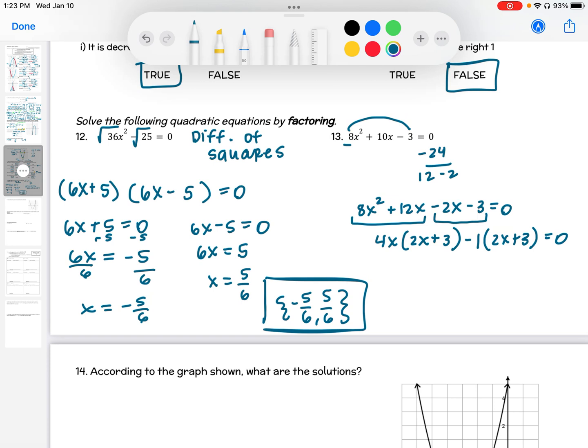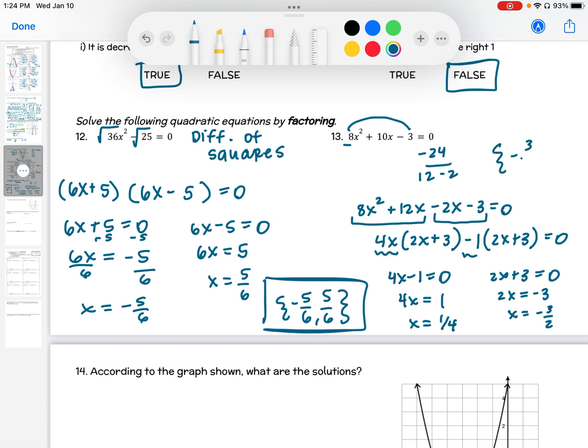So now we just take both of our factors, which would be 4x minus 1, and set it equal to 0. And then 2x plus 3 equals 0. So again, getting x by itself, we'd add 1 to both sides, divide both sides by 4, so we get x equals 1/4. And then we would subtract 3 from both sides, and then we would divide both sides by 2. All right, so our two solutions would be negative 3 over 2 and 1/4.